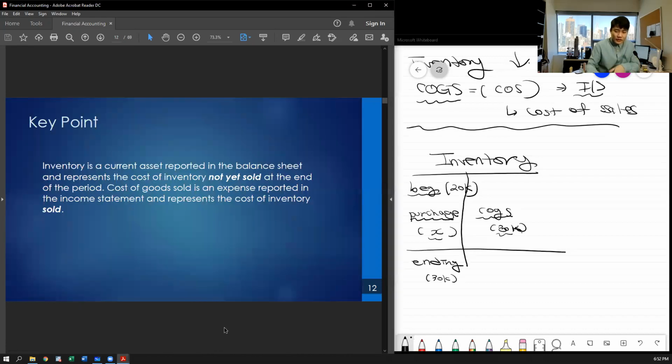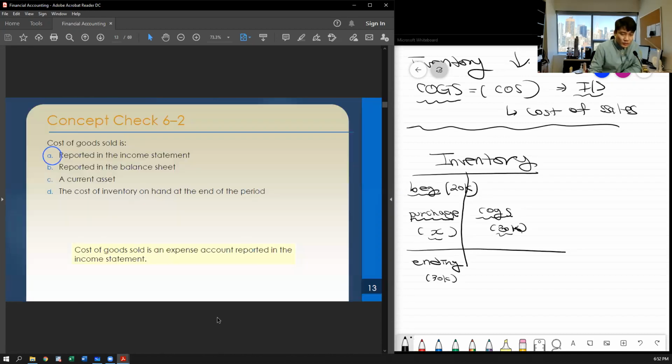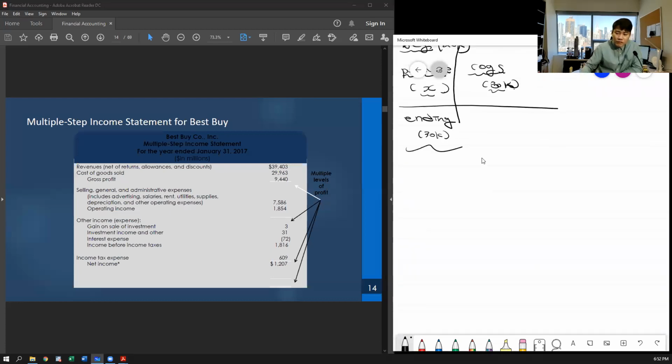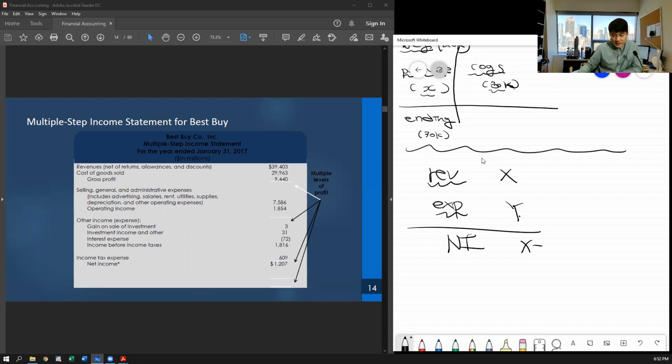Good. So understanding that part, let's go to the income statement. Cost of goods sold is reported in the income statement. I talked about this previously, not in the balance sheet. It's not a balance sheet item. Okay, so basically cost of goods sold, again, is an income statement item. So let's look at the income statement. So far, when I described income statements, I usually wrote revenues of X amount, and then expenses of Y amount, and then net income of X minus Y.